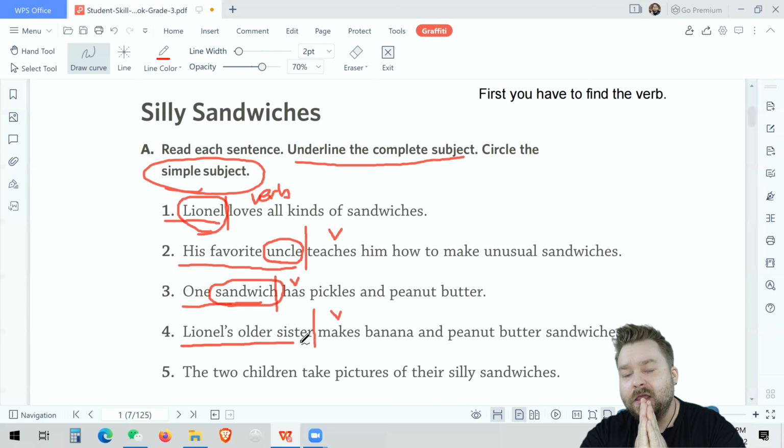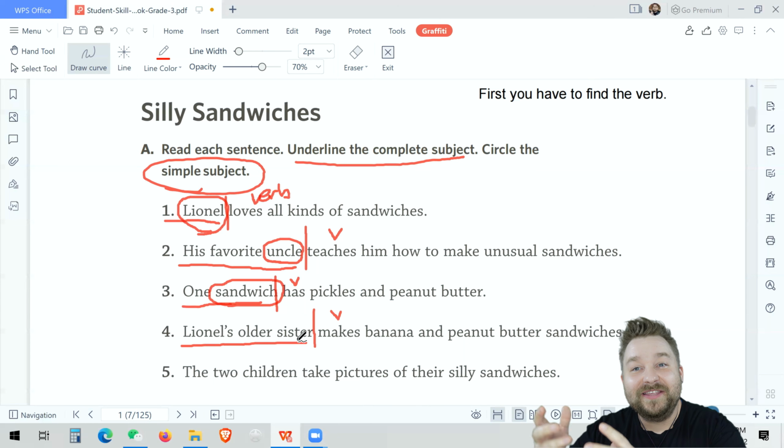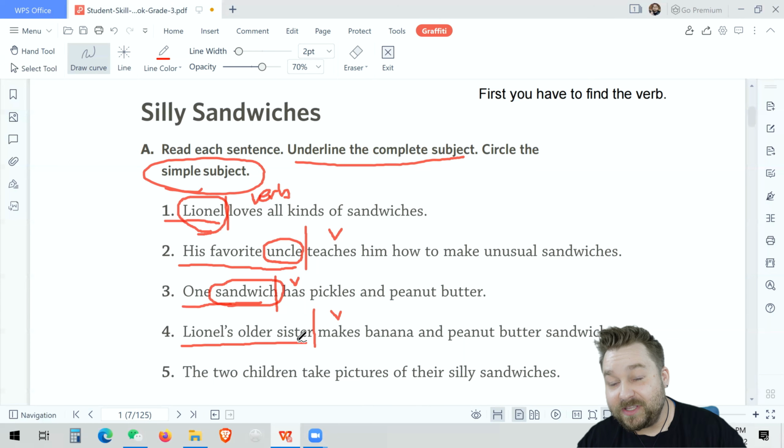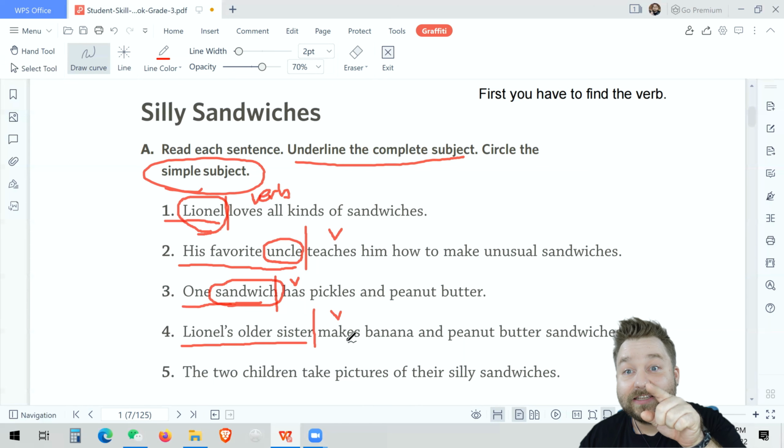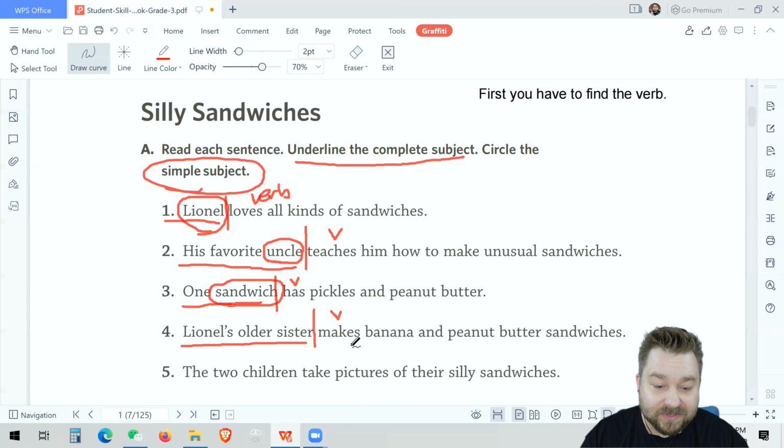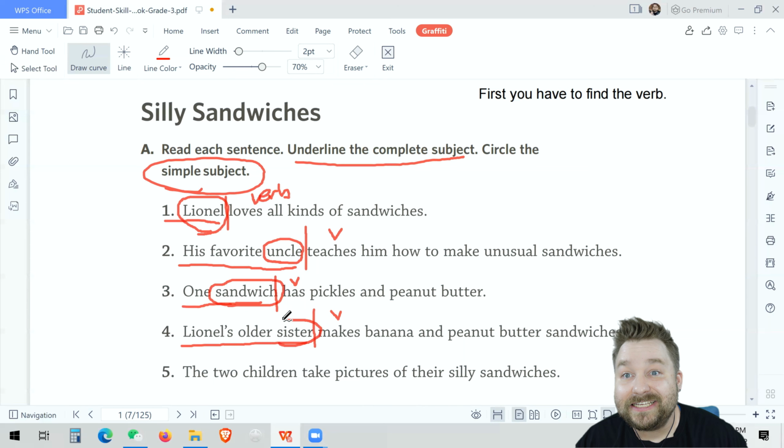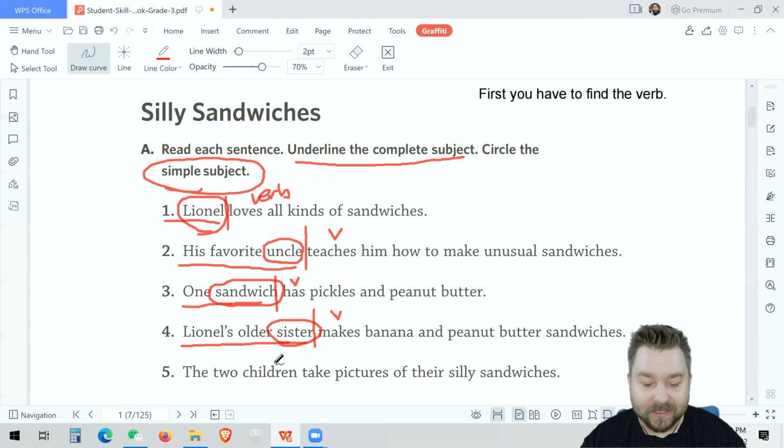Now, who is doing the do? Yeah, that makes sense. Who does the verb? Is Lionel doing the verb? Or is the other person doing the verb? The sister. So which one's doing the make? Who's making? The sister. So our simple subject is sister. See how it matches the verb? Oh, that's easy. Okay, let's do number 5.